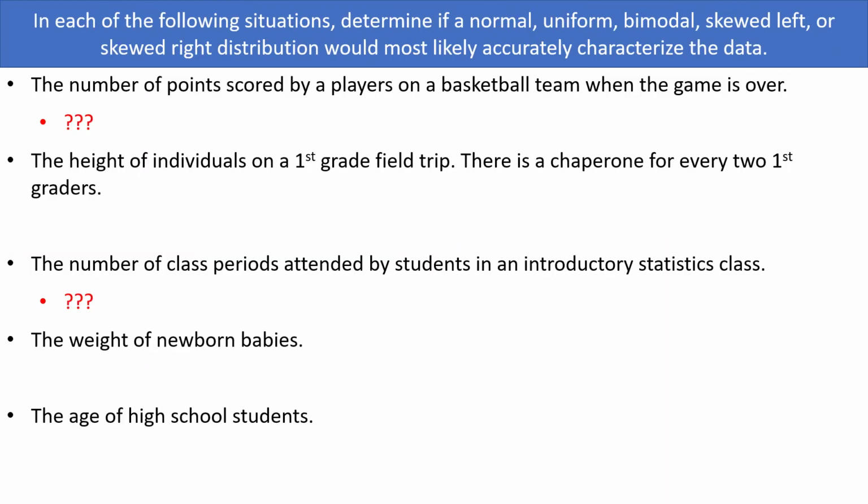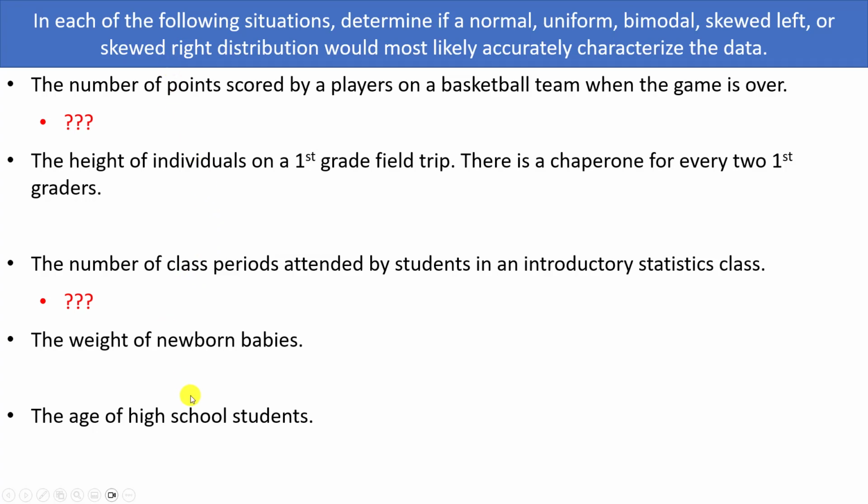All right, so here is a problem for you to try. In each of the following situations, determine if a normal, uniform, bimodal, skewed left, or skewed right distribution would most likely accurately characterize the data. Please draw out the histograms. I think this is very difficult to do just by thinking through it, especially if you're not familiar with histogram shapes. I really, really encourage you to actually draw out the histograms.